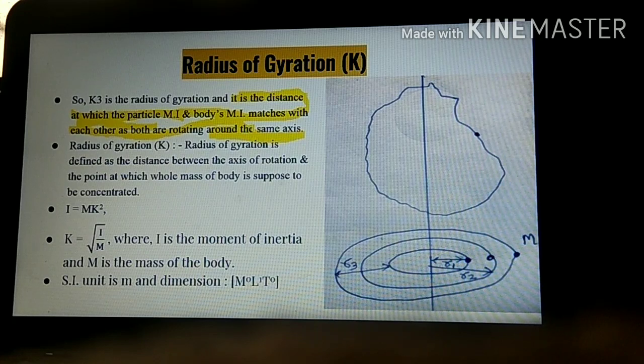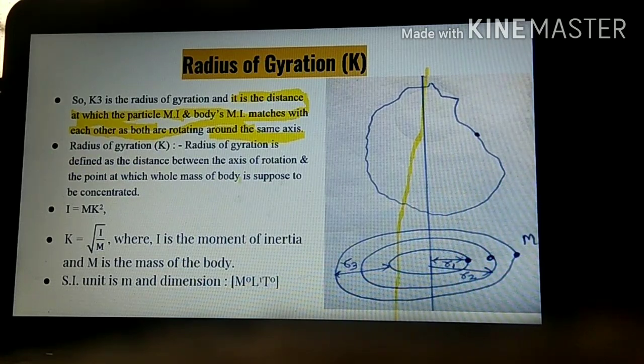Both are matching with each other and both are coming along the same axis. Okay, so radius of gyration, the definition over here, is the distance between the axis of rotation and the point at which the whole mass of the body is supposed to be concentrated.